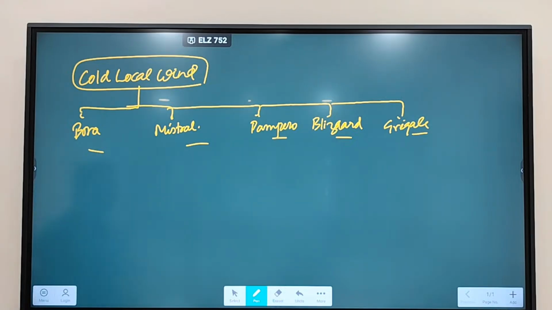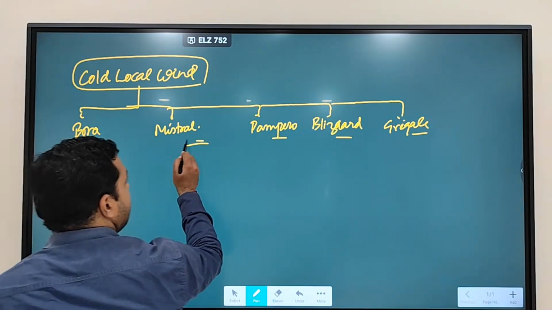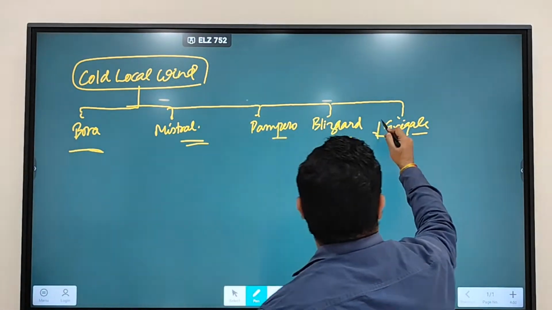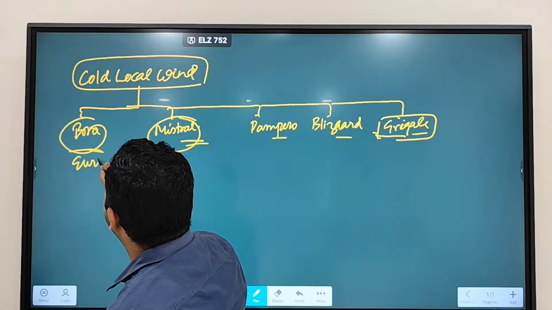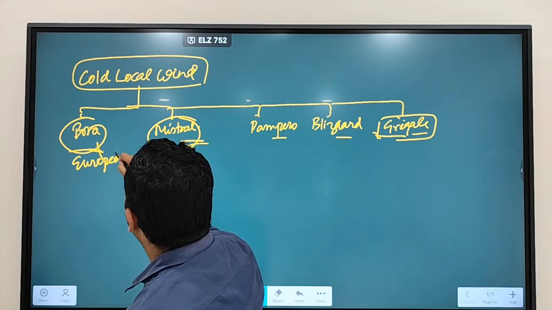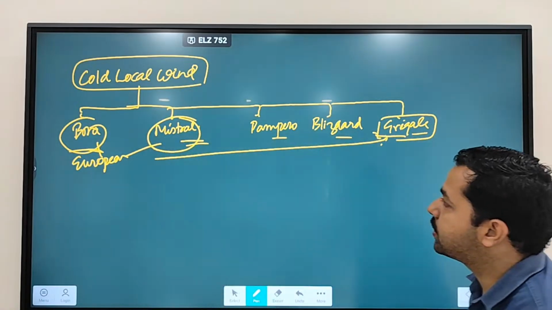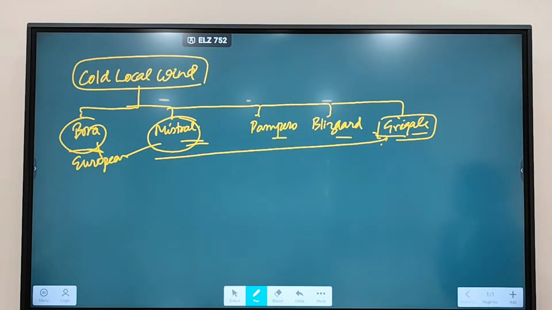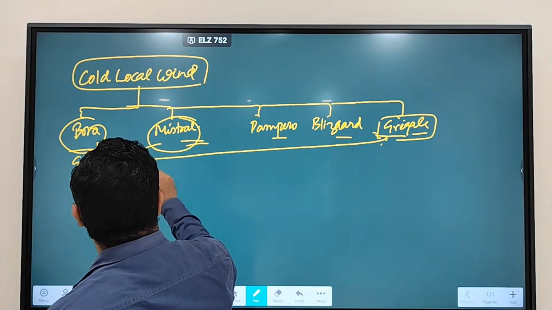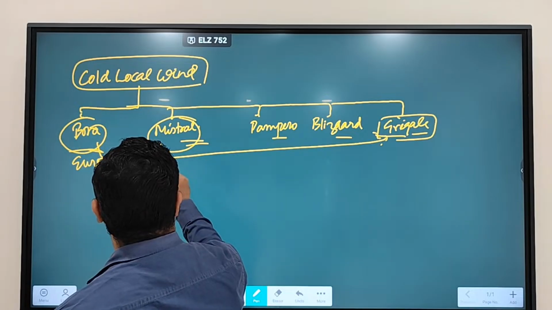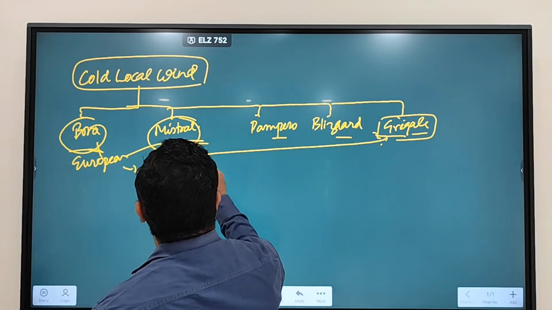Fine. Now these 3, Bora, Mistral, and Grigale, are more in the European region. So you'll find Bora, Mistral, and Grigale more in the European region. European region means in and around the Alps and the Mediterranean region.